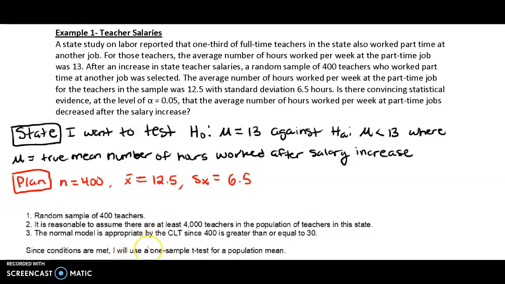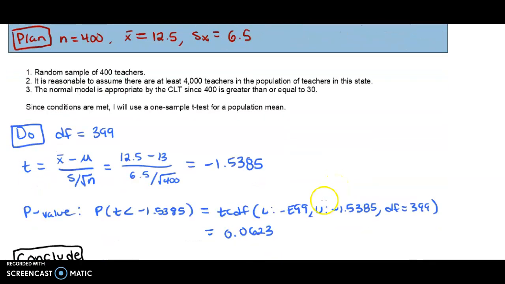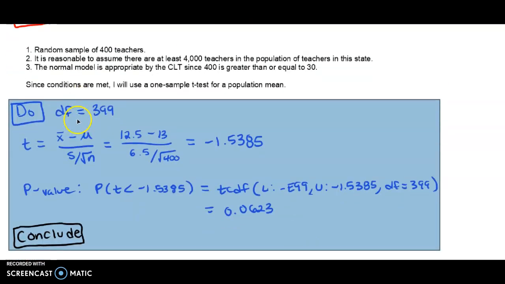Well, since these conditions are met, I will use a one sample t-test for a population mean. Again, only one sample. It's quantitative. I'm finding evidence, and I'm doing this for mu. Okay, now we go into our do step. And in the do step, we're going to add the degrees of freedom, n minus 1 here. So 400 minus 1 is 399. And using my formula here for my test statistic, I get negative 1.5385. Well, to find the p-value, since I want that it's less than, I want the probability that t is less than negative 1.5385.